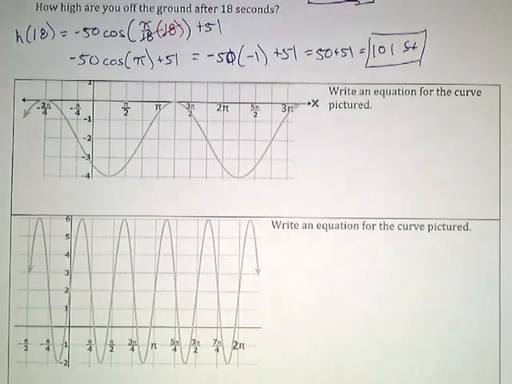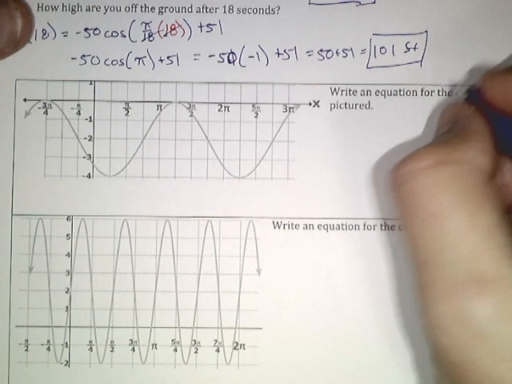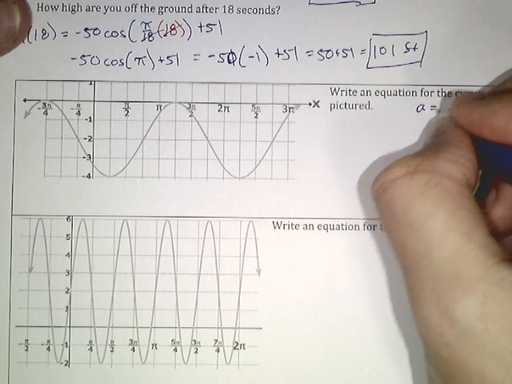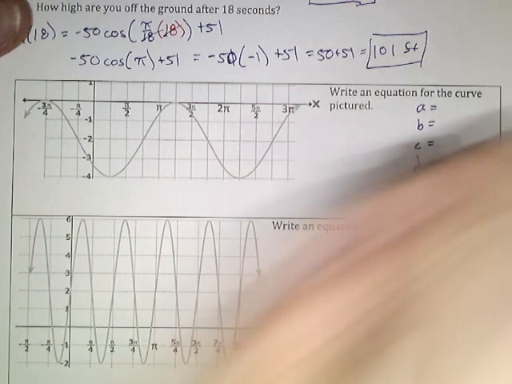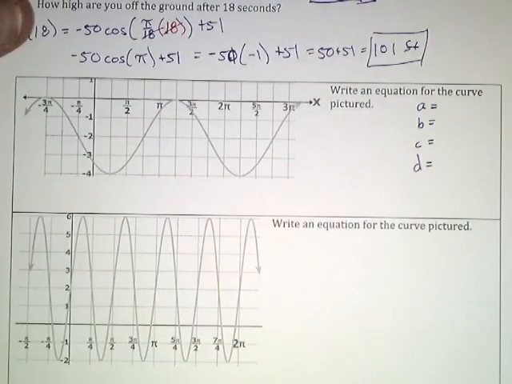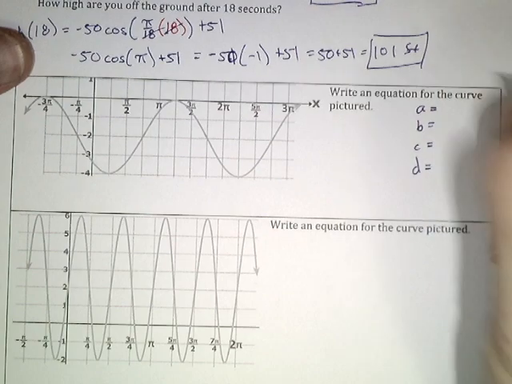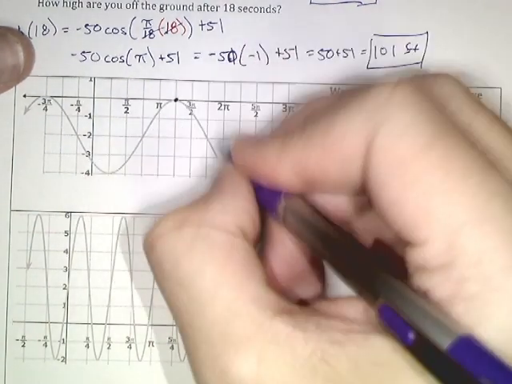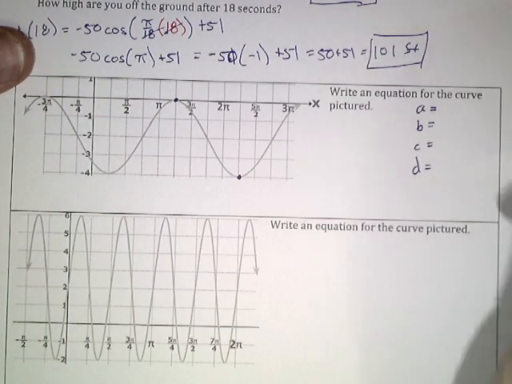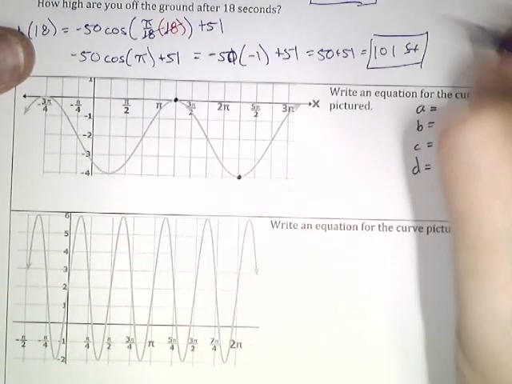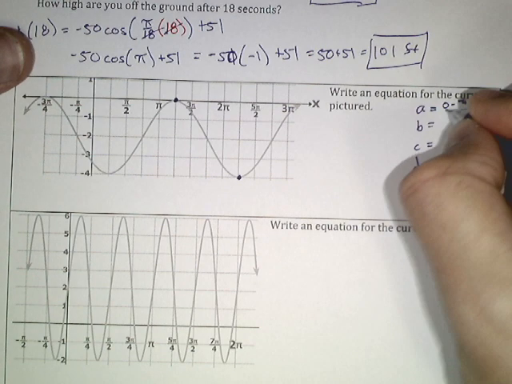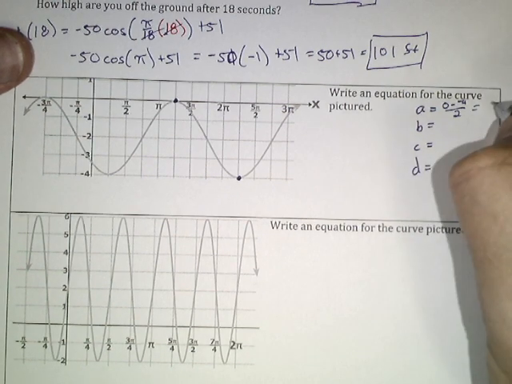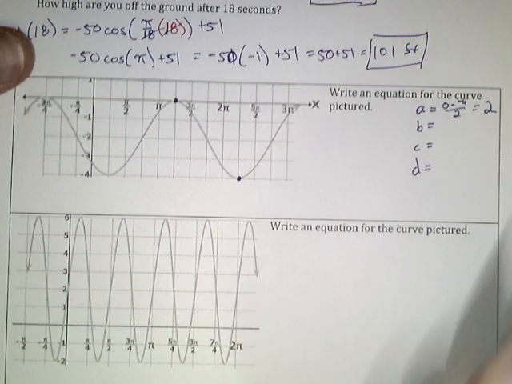Here, write an equation for the curve pictured below. So for an equation, we need an A, we need a B, we need a C, and we need D. A is our amplitude, so we have a max of 0 and a minimum of negative 4. So that is going to be 0 minus negative 4 over 2. So we have an amplitude of 2.